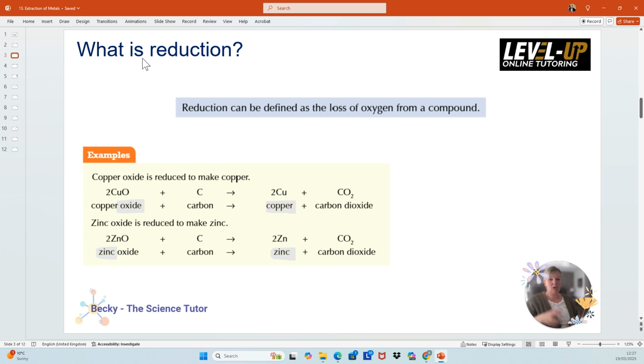Okay, so oxidation happens when the metal's out there in the environment, and then what we're looking at is, well, how are we going to extract that? And reduction is one method of extraction.